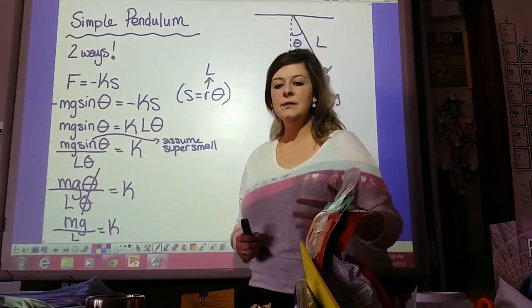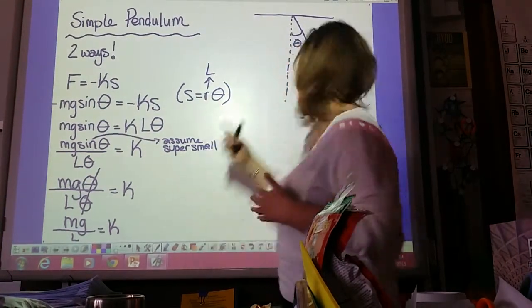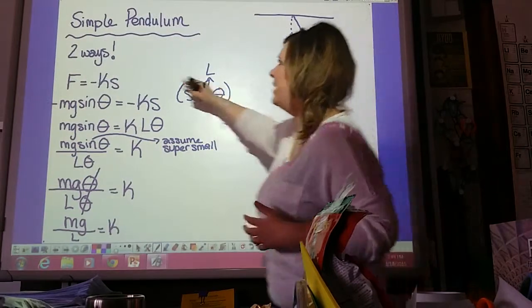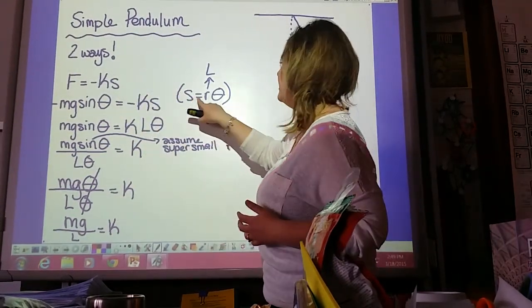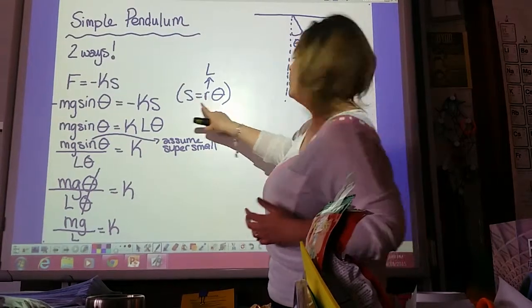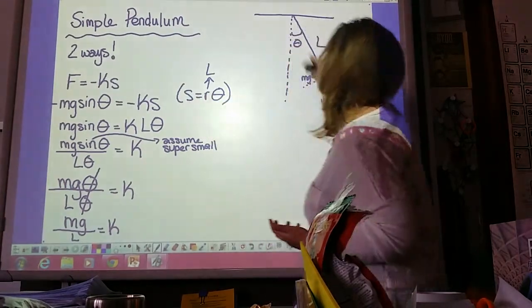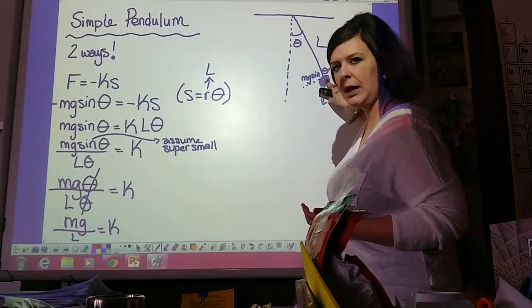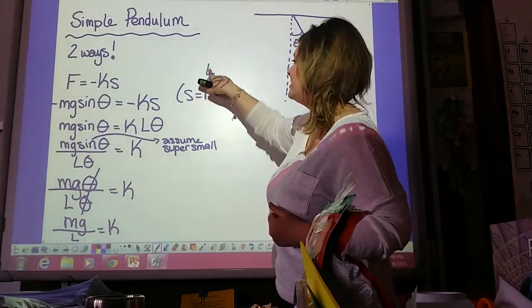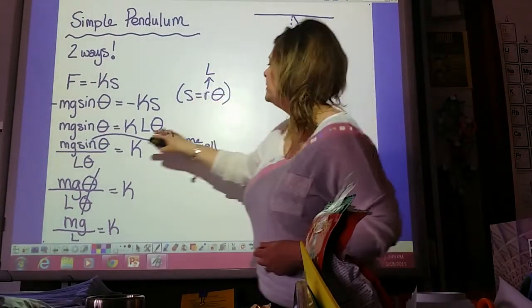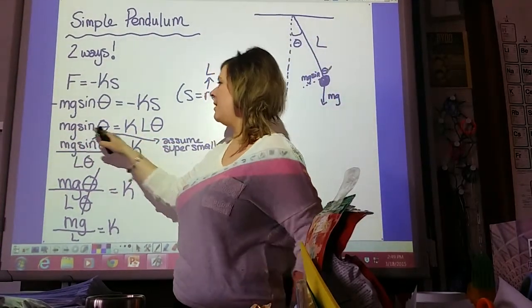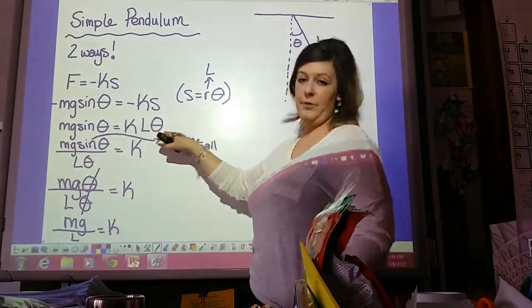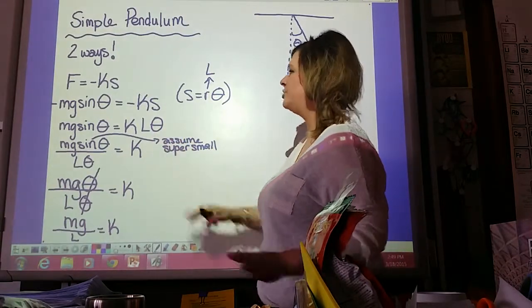I don't like S because my goal is to show how length is somehow dependent here in this pendulum. I do know that arc length is equal to r theta, which means r here is just the length of the string. So I called that S is equal to L theta. I plugged that in here, so now I'm at mg sine theta is equal to KL theta. Hopefully we're all on the same page.